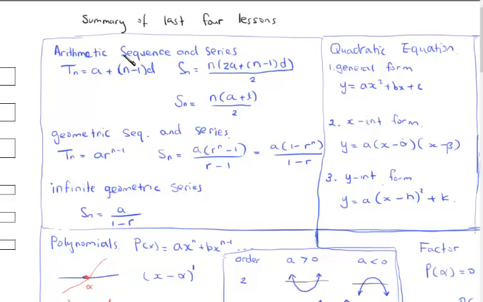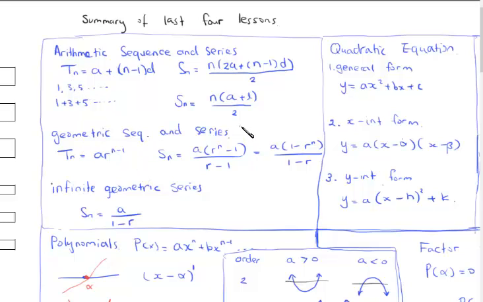So arithmetic sequence includes like 1, 3, 5, etc. These are going up by 2, so a constant amount. And 1 plus 3 plus 5, etc., that's arithmetic series. So this one is sequence, this is series, okay? This one is sum, that's why we use S, and this is just a sequence of terms, so we use the letter T.